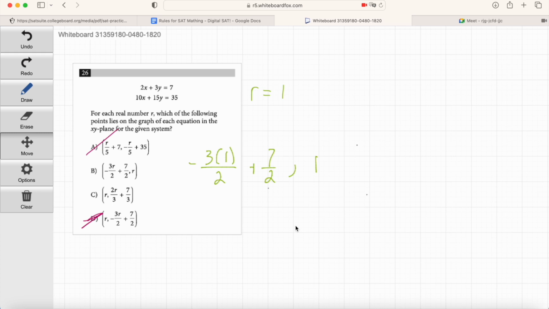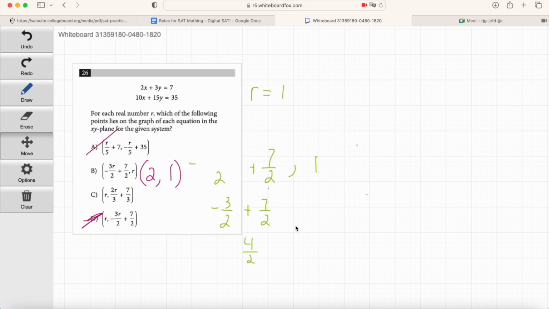Yeah. Okay. And then that's going to be negative 3 over 2 plus 7 over 2. What does that equal? Do you know? That is going to equal 4 in the numerator, so 4 over 2. Does that make sense? So that's our X value for answer choice B. I'm going to just put 2 there for the X value. And the Y value I already know, it's 1, if R is 1. So 2 comma 1. Does that make some sense?